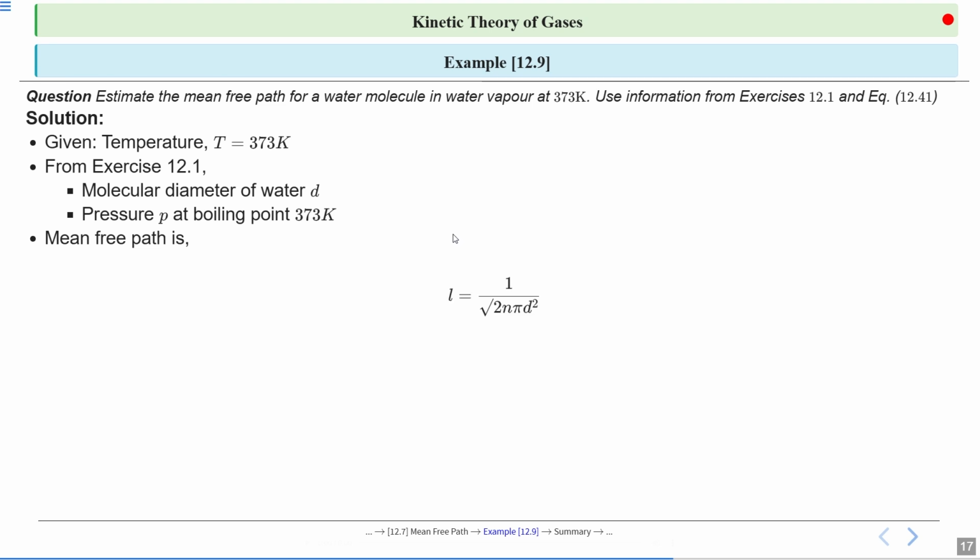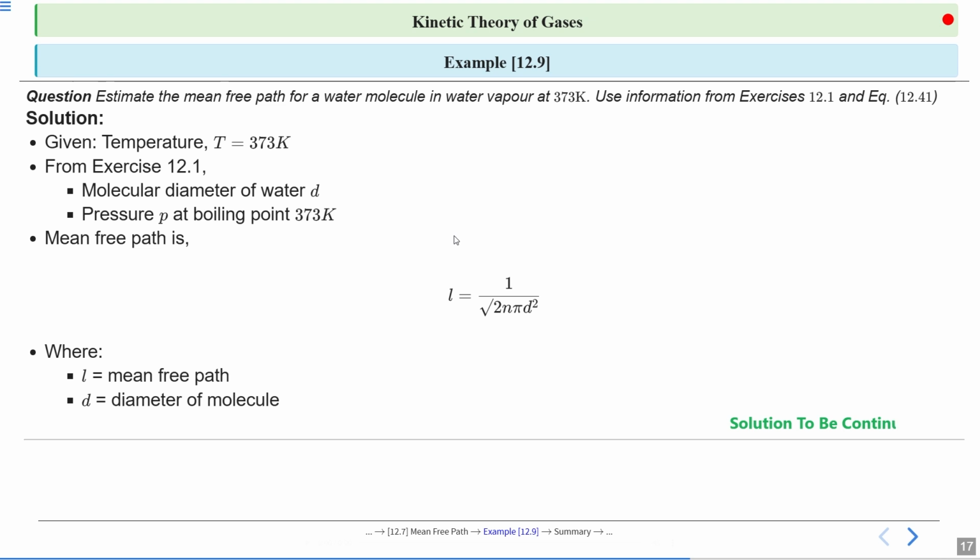So L equal to 1 upon root 2 n pi d square. This equation shows how the mean free path depends on the number density of molecules and molecular diameter d, where L represents the mean free path, and d is the diameter of the molecule. This is a measure of the size of the molecule and affects how often collisions occur.